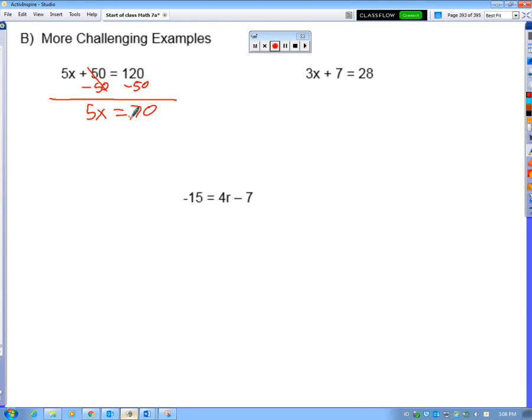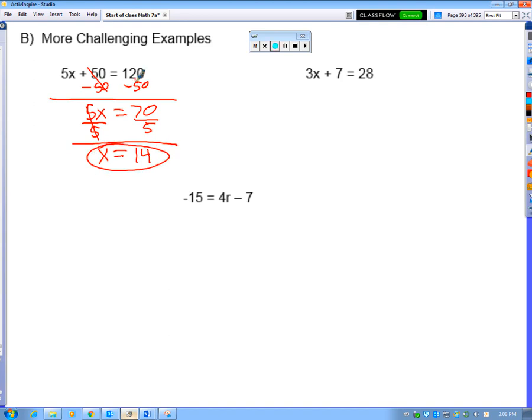Alright, now I want to cancel off this 5 times x. I'm going to do the opposite. I'm going to divide by 5, cancel, divide 70 by 5, draw my line, bring down what I have left. I have x over here, I have my equal sign over here, and then 70 divided by 5 is going to get me 14, and that is my answer.